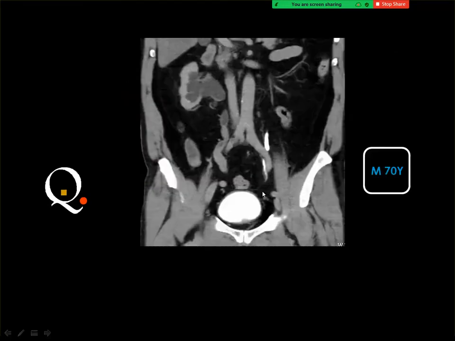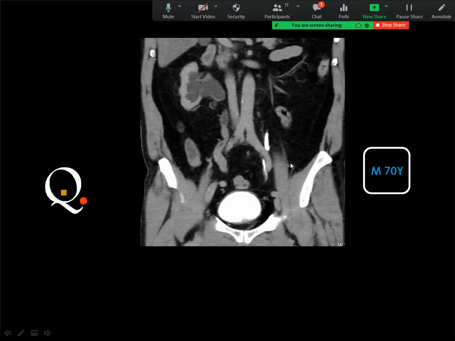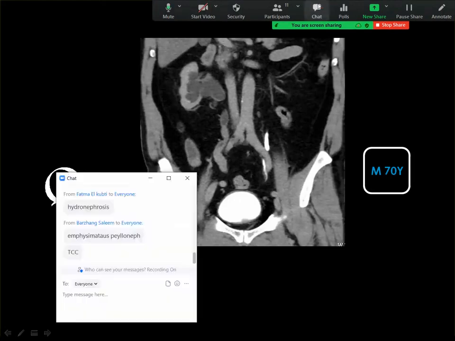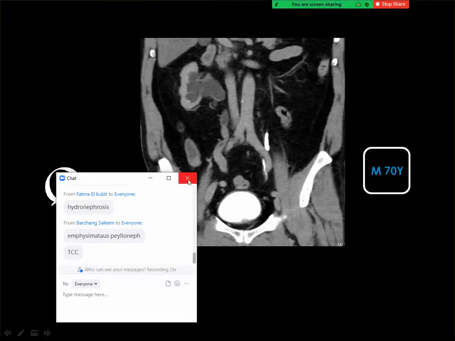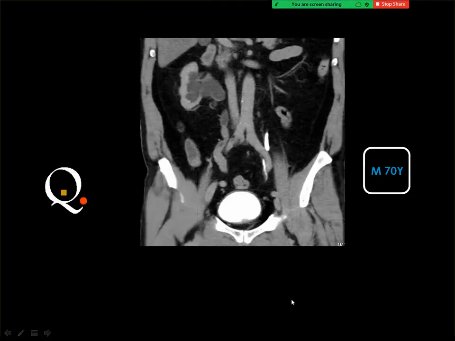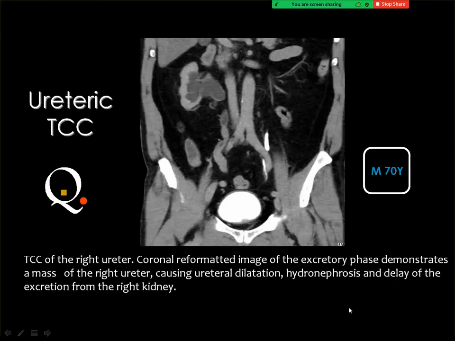This is a selected image from the CT of the abdomen in a male patient, 70 years old. And the answer is right. This is a transitional cell carcinoma of the right ureter. In the right ureter, you got a soft tissue mass with dilatation of the middle third of the ureter and proximal obstructive changes in the pelvicalyceal system, diagnostic of ureteric transitional cell carcinoma.